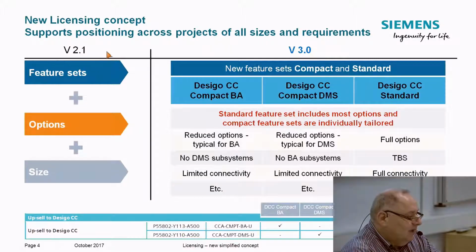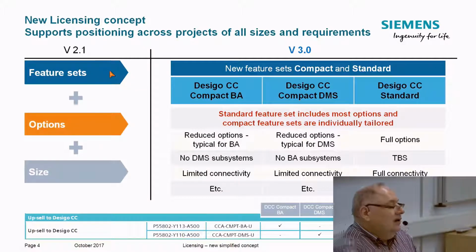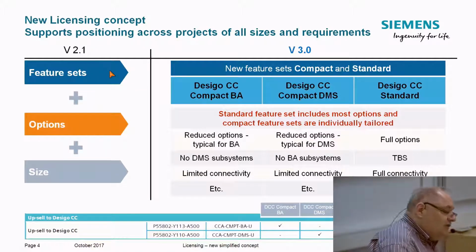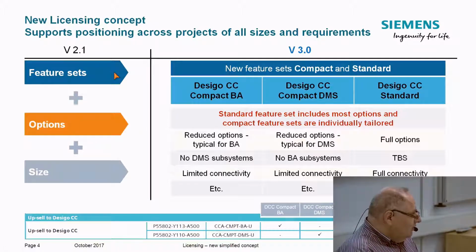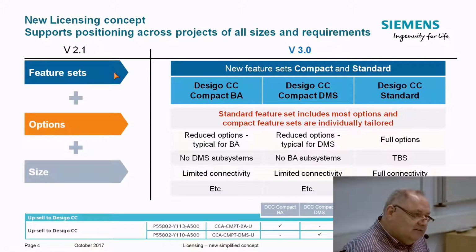So, what are the differences between the licensing concept of version 2.1 and version 3? Here we have version 2.1, here version 3. You remember we had in version 2.1 feature sets, then options and sizing. These were clearly detached from each other. When we released version 2.1, we started with the base feature set, then it was enhanced with the core feature set, and then some special feature sets came afterwards.